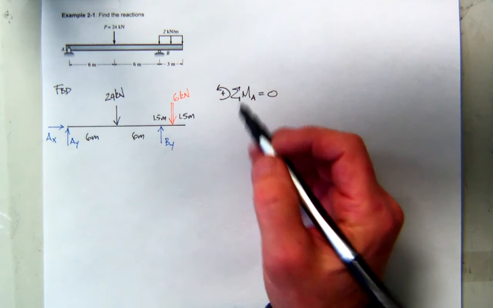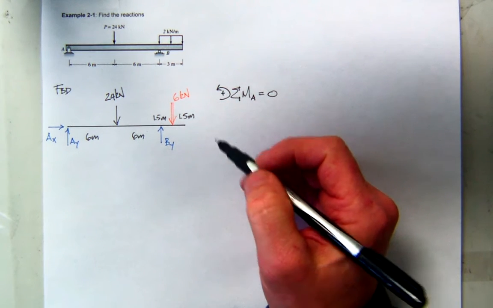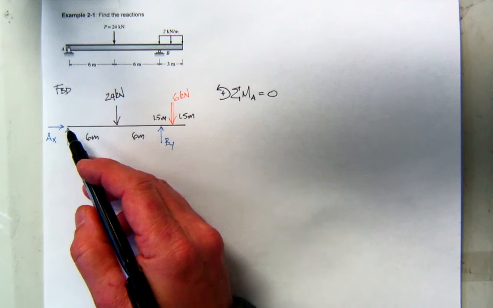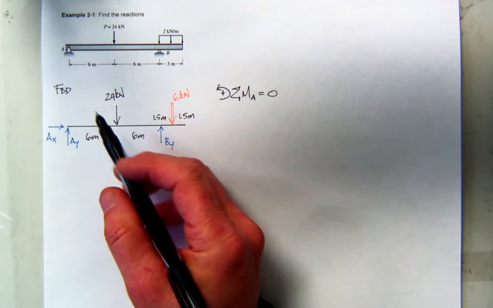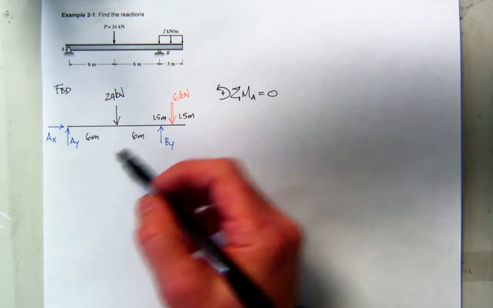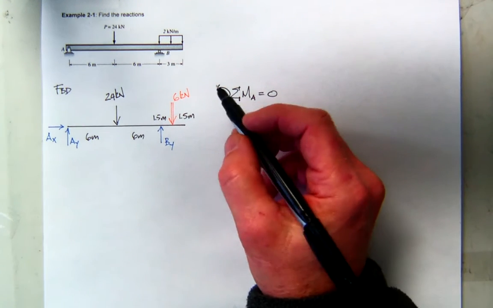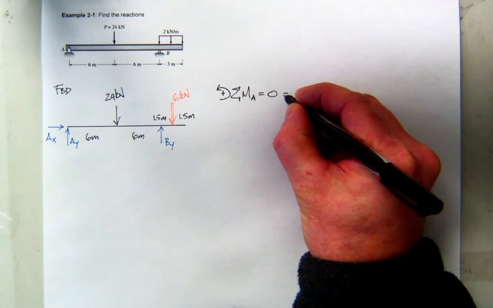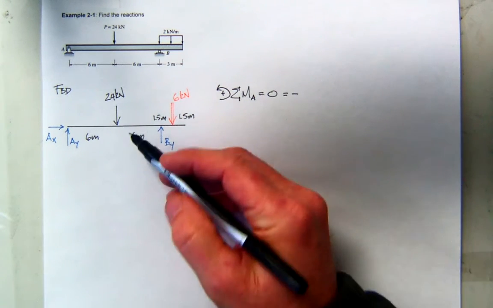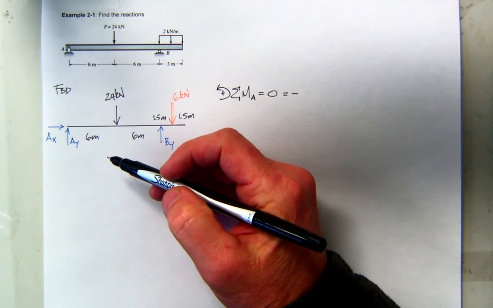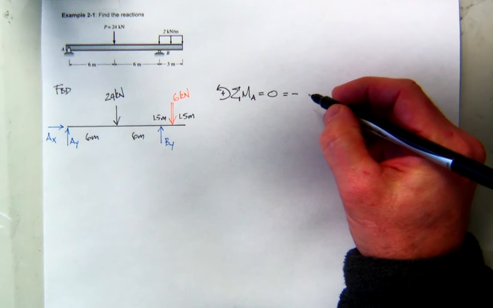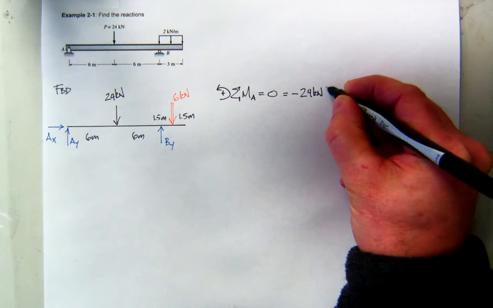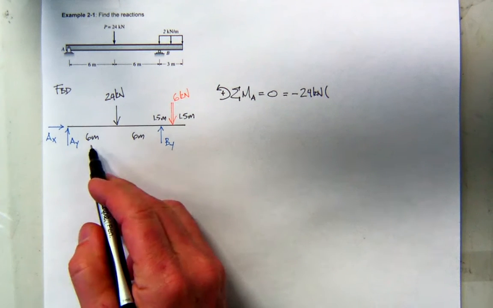I use right-hand rule because that's the traditional sign convention, so I'll do that. So when I sum moments about A, and I'm looking at this force 24 kilonewtons, what kind of moment does it create about A? Is it going to be a positive moment or a negative moment with right-hand rule? It's going to be negative. So I'm going to start with the negative sign, indicating that what I'm about to compute is going to be a negative moment. And of course, moment is force times distance. The force would be 24 kilonewtons. And the distance from A to that is 6 meters.